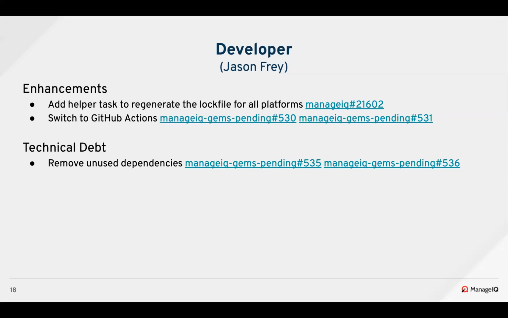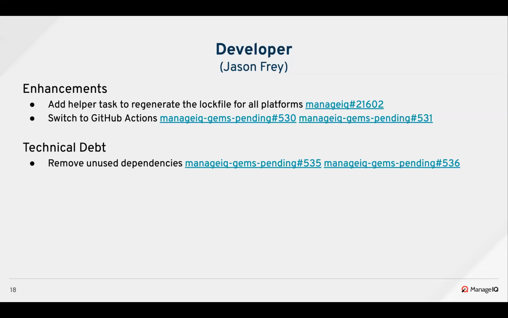And finally, on the developer side, for enhancements, I added a helper task to regenerate the lock file for all platforms. This mostly came out of the Morphe Beta 1 build. And we found that the lock files need to be built for multiple platforms. And remembering how to do that is complicated. So I added a task to help us for the future.